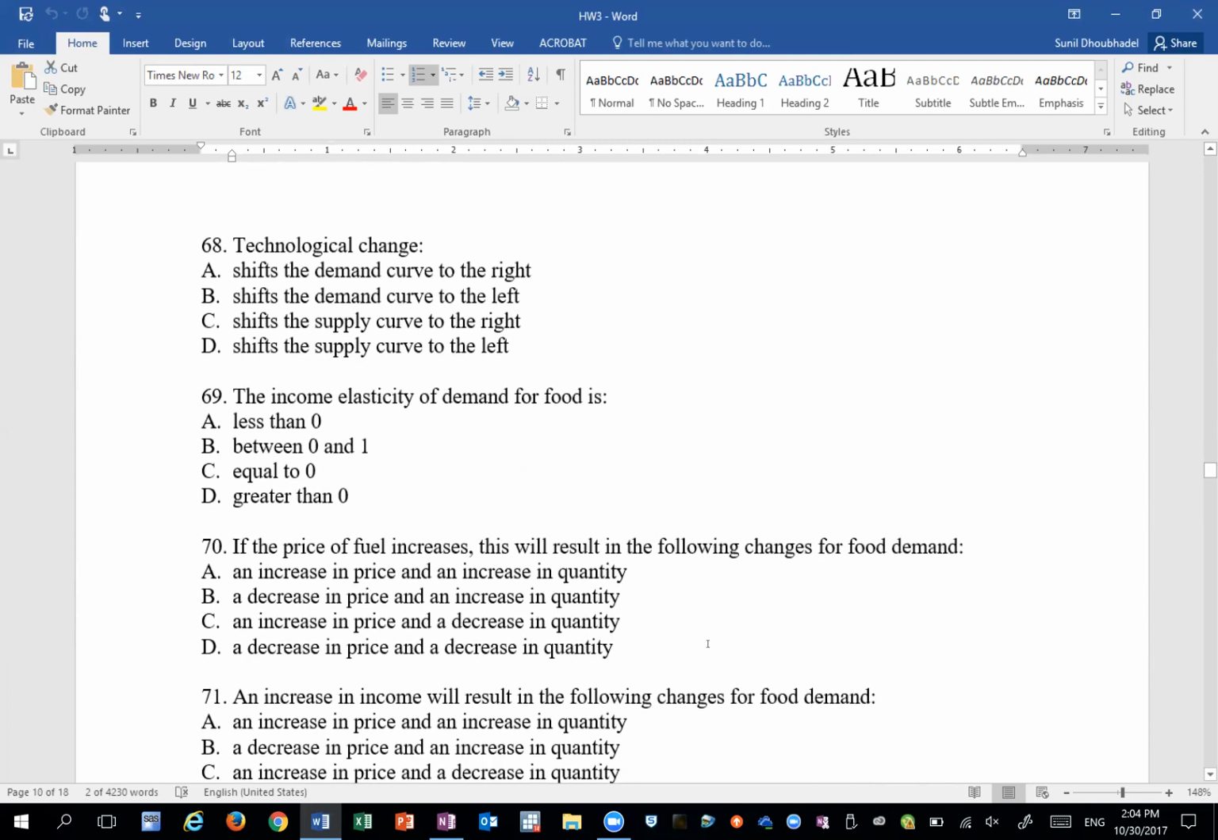Question 69. The income elasticity of demand for food is less than 0, between 0 and 1, equal to 0, or greater than 0. Food. What kind of good is food? Necessity. For a necessity, what should be the income elasticity? Between 0 and 1.